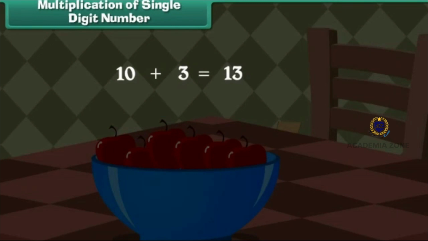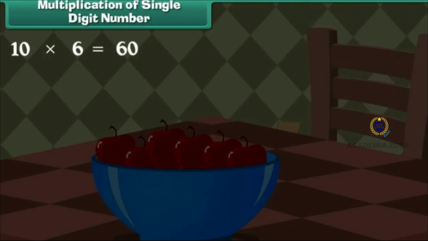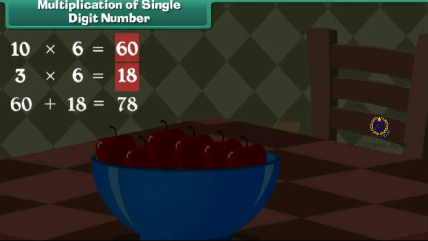Multiply 10 and 6. Then multiply 3 and 6. Sum the results up. 10 multiplied by 6 is equal to 60. 3 multiplied by 6 is equal to 18. 60 plus 18 is equal to 78. 13 bowls will contain 78 fruits.